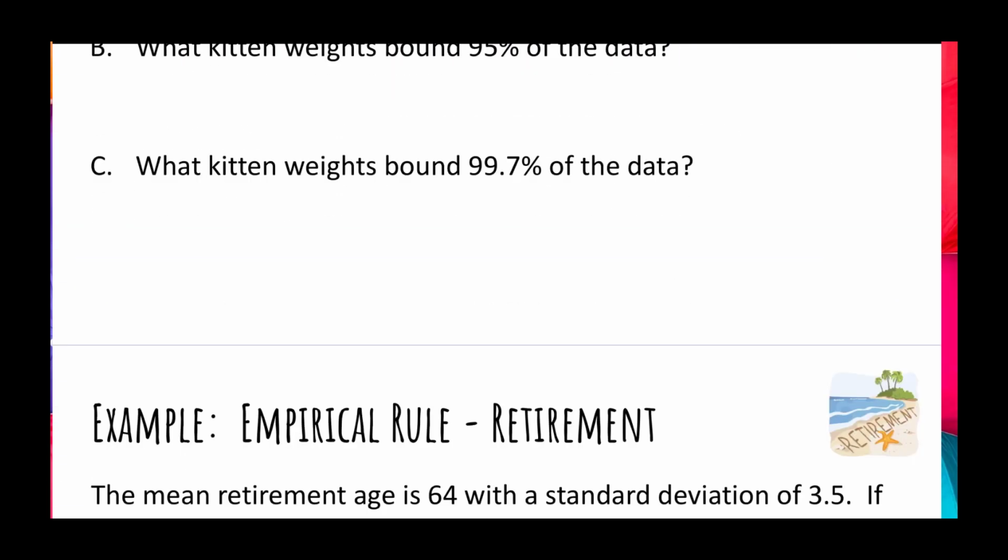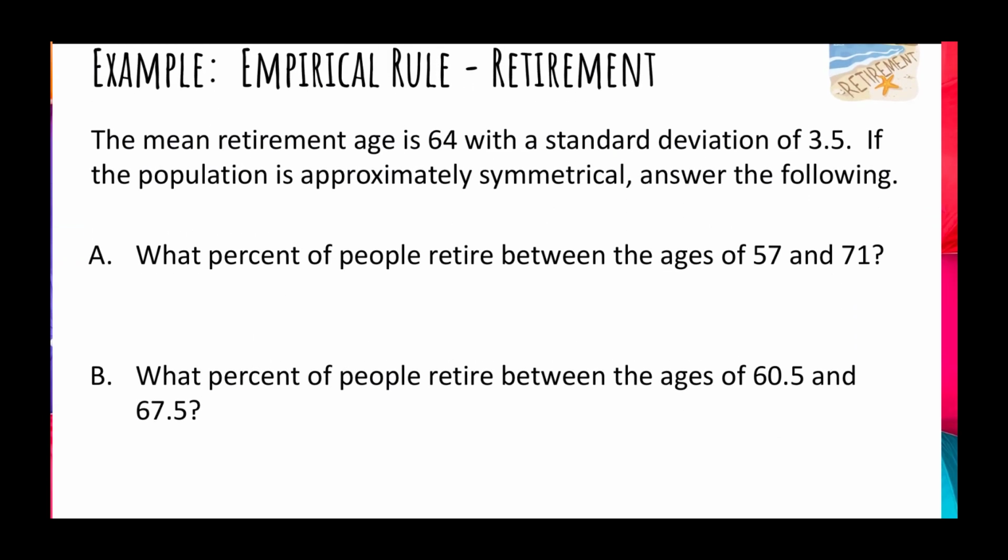All right, empirical rule retirements. It says the mean retirement age is 64, with a standard deviation of 3.5. If the population is approximately symmetrical, answer the following questions. What percent of the data is between 57 and 71? What percent of people retire between ages 60.5 and 67.5? And the same thing between 53.5 and 74.5. So again, pause the video, create your diagram, and see if you can answer the questions. Unpause, and we will go over it.